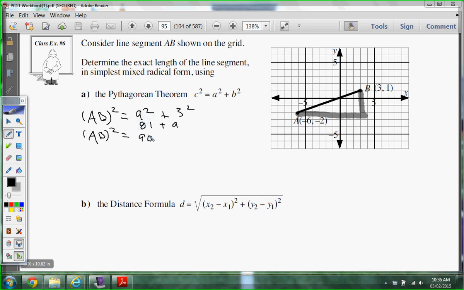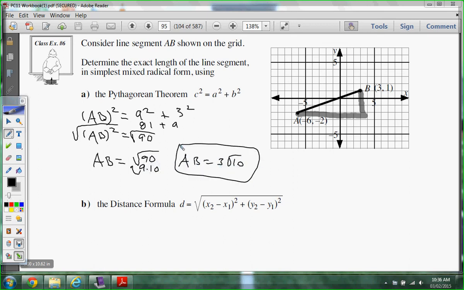This is where the radical comes into place. We have the square root to solve. So AB is root 90. Okay, how can we get that into simplest form? What's that? 9 and 10. Good, Bethan. So 9 times 10, and the 9 comes out as a 3. So 3 root 10 is our answer there.